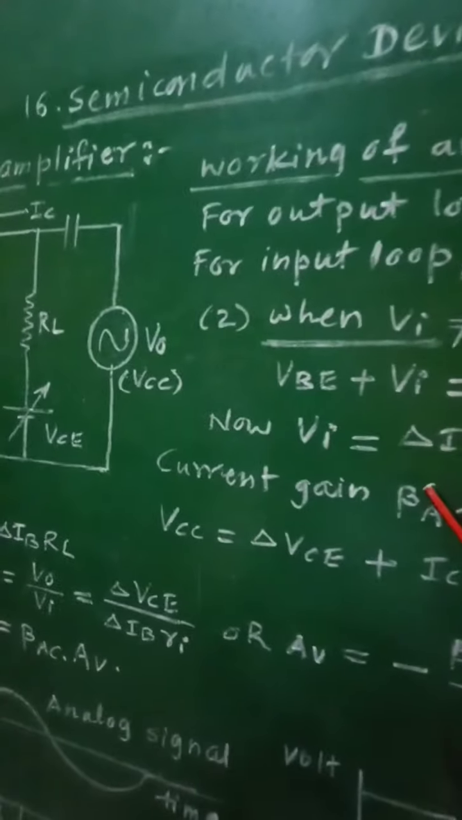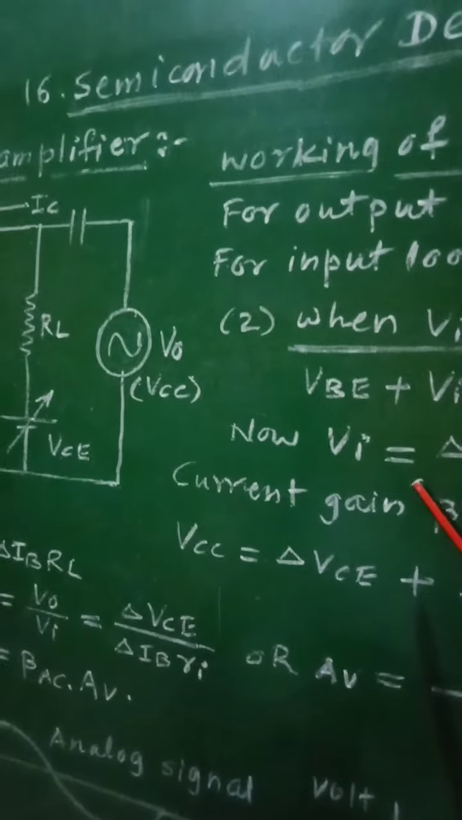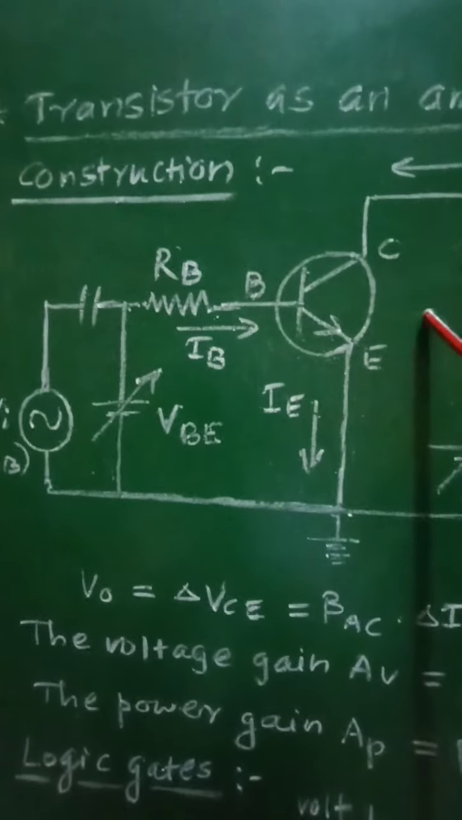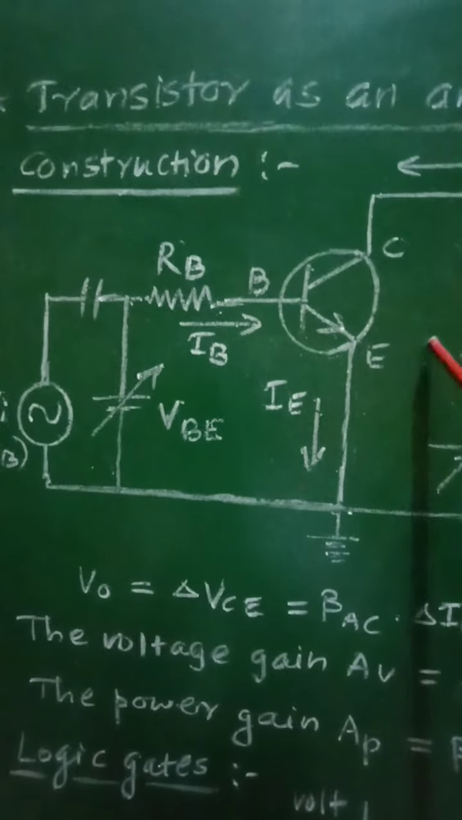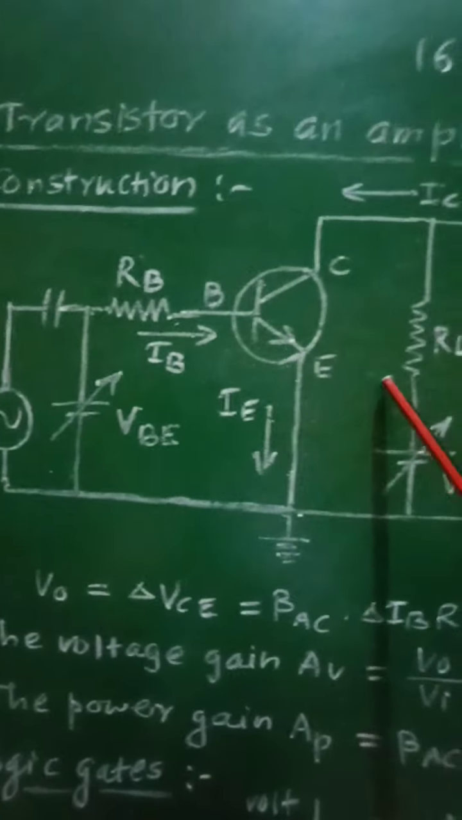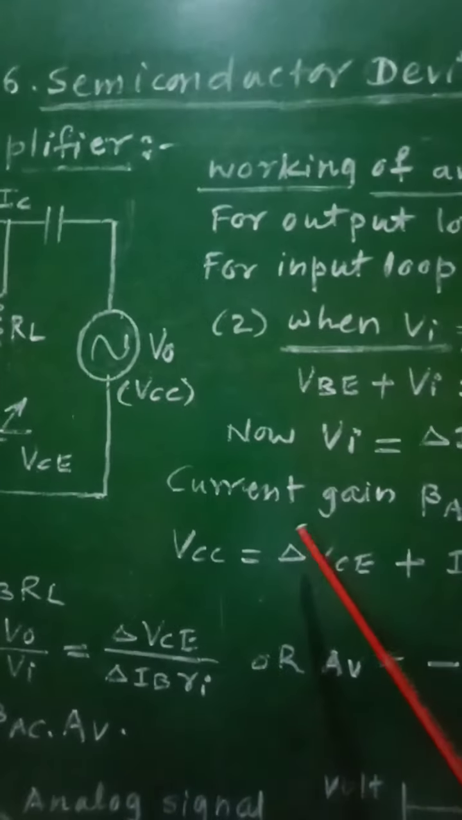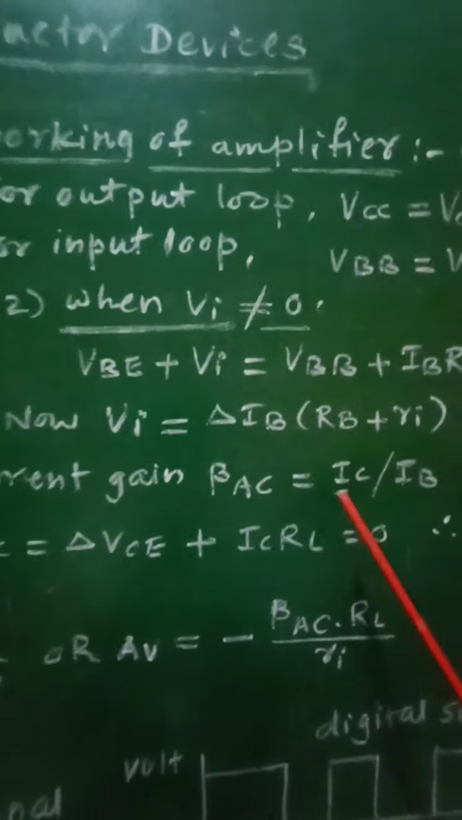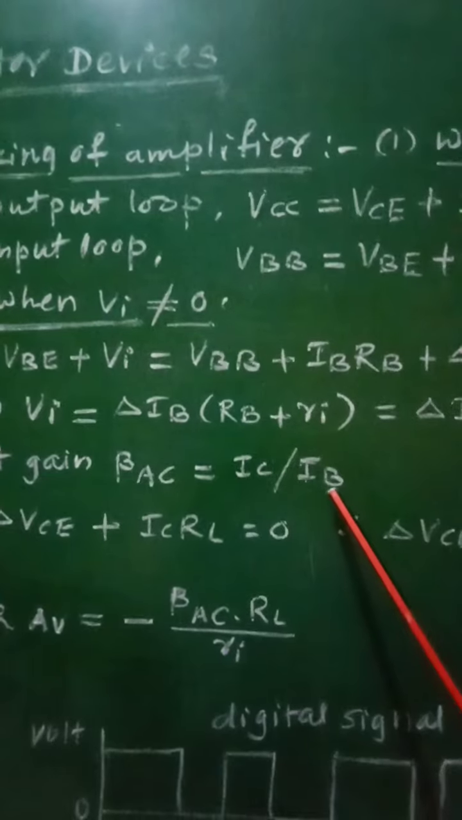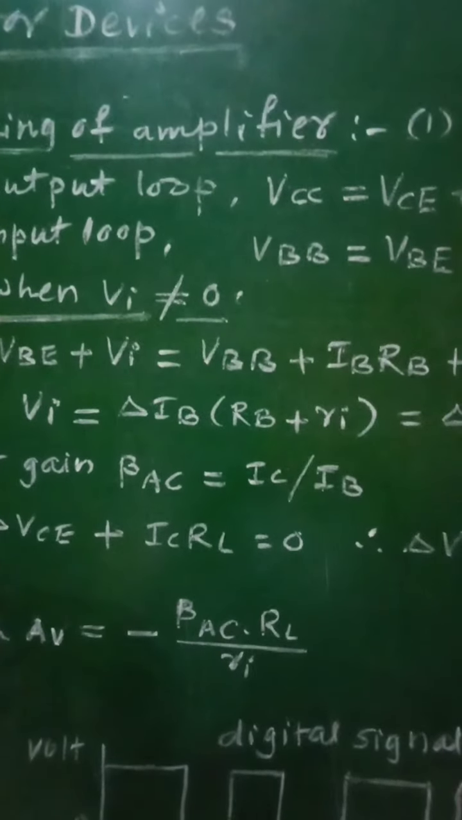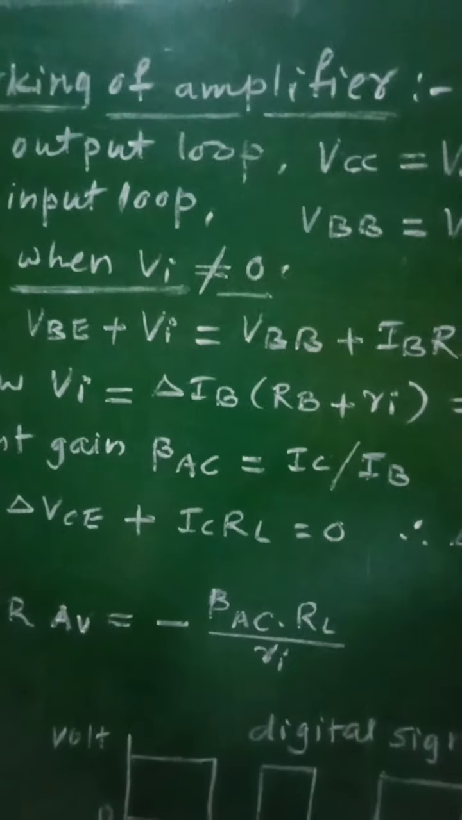Now the changes in the base current cause changes in the collector current. So when there is a change in the base current, automatically there will be a change in the collector current, and hence we will define the current gain. Current gain beta AC is the ratio of collector current and base current, that is IC upon IB. That will give us the current gain.